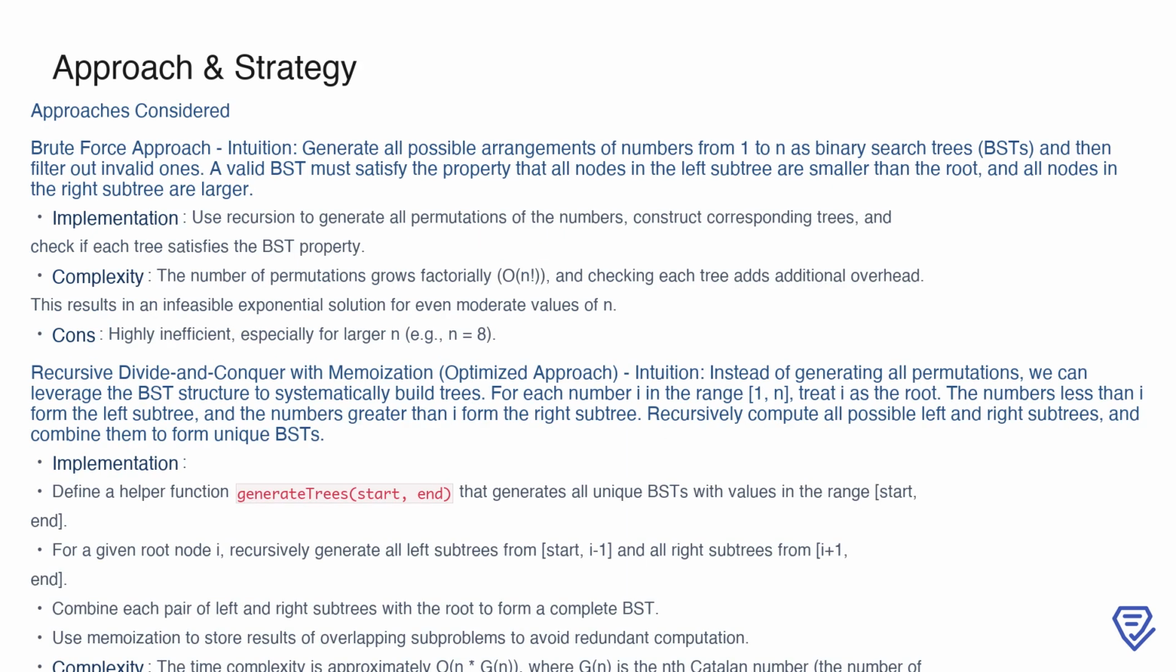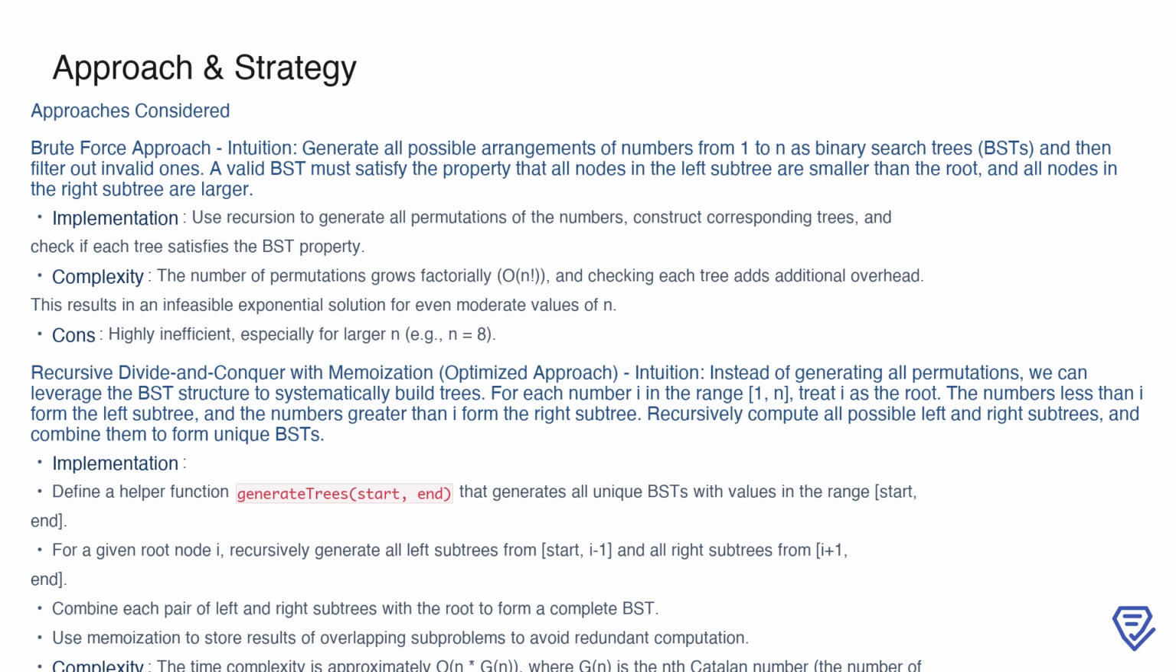To solve the problem of generating all unique binary search trees, we first considered a brute force approach. The intuition here is straightforward: generate all possible arrangements of numbers from 1 to n as binary search trees, and then filter out the invalid ones. For a tree to be valid, it must satisfy the BST property, where all nodes in the left subtree are smaller than the root, and all nodes in the right subtree are larger. This can be implemented using recursion to create all permutations of the numbers, construct the corresponding trees, and then check each tree for validity. However, this approach has a major downside.